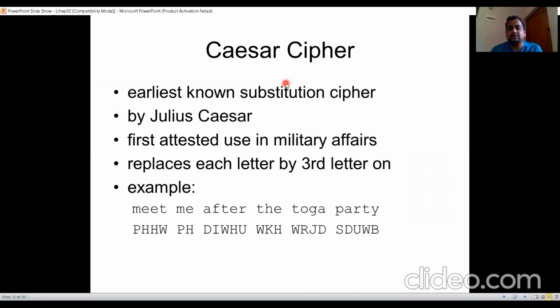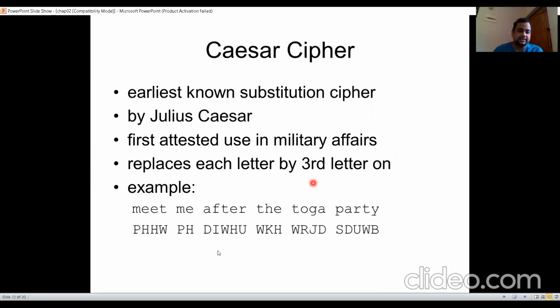The first mechanism is called the Caesar cipher. It is also called a substitution method. It was designed by Julius Caesar. It was normally used for military purposes, and it replaces each character with the third letter after it. For example, suppose I say hello. Hello is converted by moving each character three places onward: H, E, L, L and O.